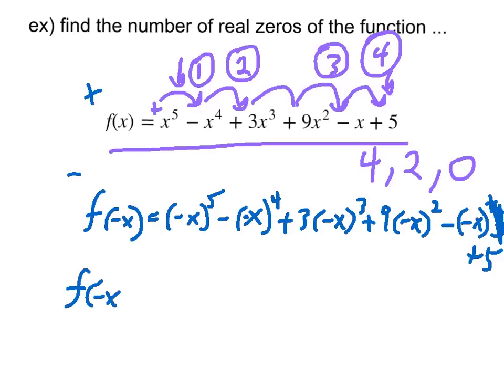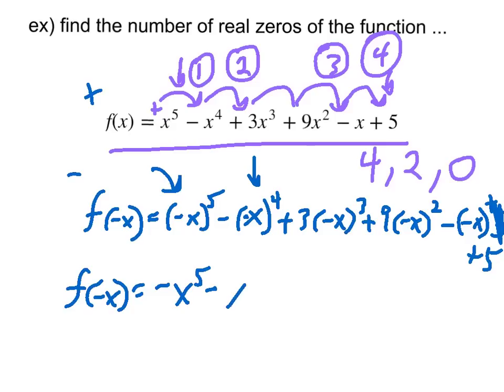Let's see what this simplifies down to. We have f of negative x equals this. Whenever you have an odd bunch of negatives, you're always going to have one left over. Negative, negative makes it positive. Negative, negative makes it positive. We still have another negative left over, so that makes it negative x to the 5th. Now over here, minus. We have a negative x times a negative x, then a negative x times a negative x. When you have an even bunch of negatives, it becomes positive.